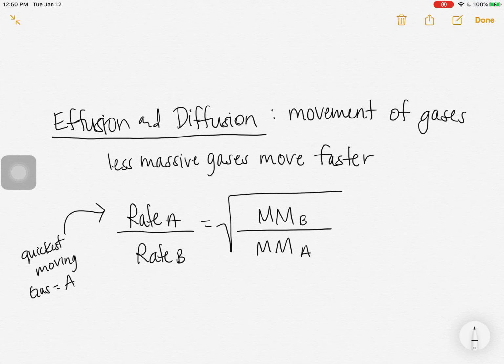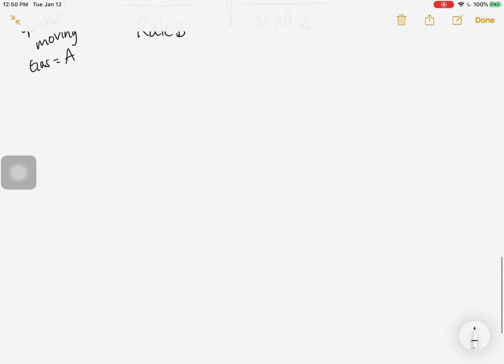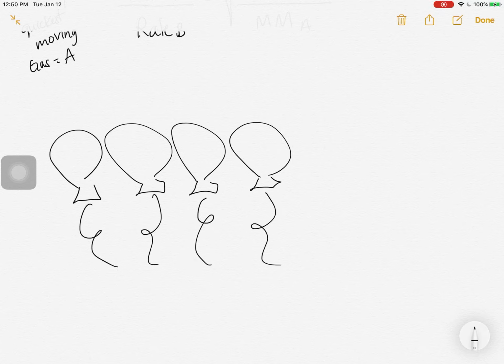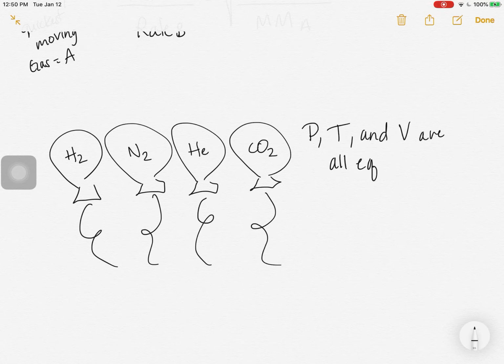And then basically the only other thing I said I would do were the balloons. So this was a discussion of all these ideas rolled into one, where if I had 4 balloons, say, H2, helium, and carbon dioxide, all gases, and we'll say P, T, and V are all equal.